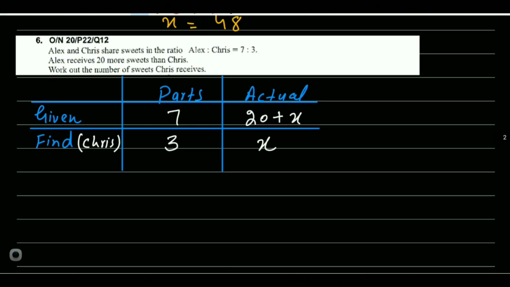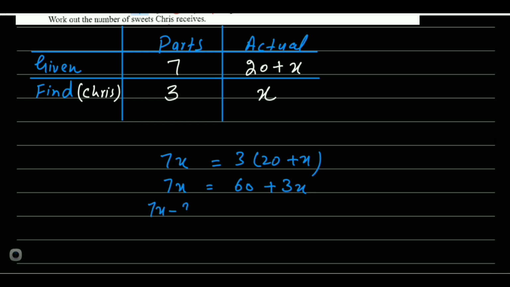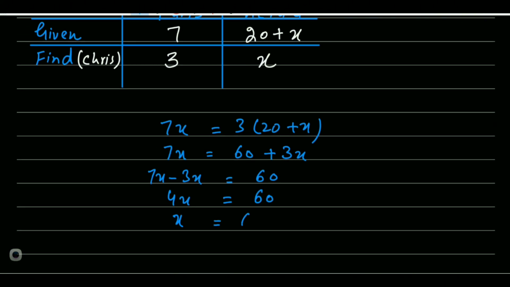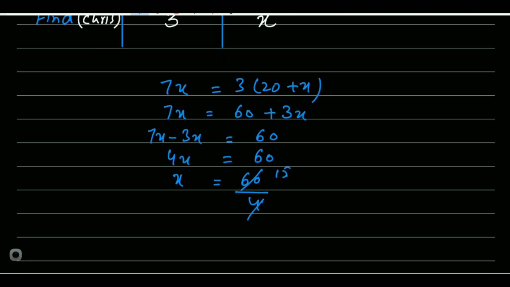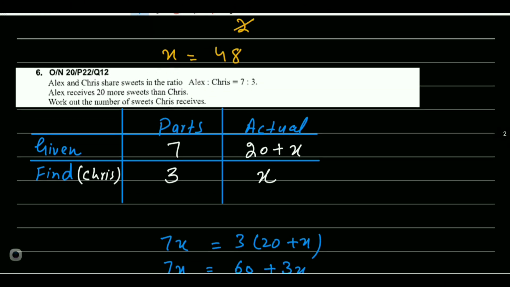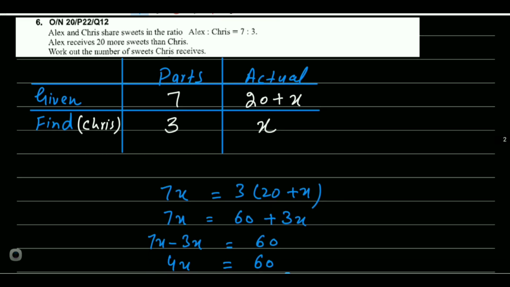Now we will do simple cross multiplication. 7x is equal to 3 into 20 plus x. 7x is equal to 60 plus 3x. 7x minus 3x is equal to 60. 4x is equal to 60. x is equal to 60 over 4. So x is equal to 15. So this is the way you can solve these types of questions easily.